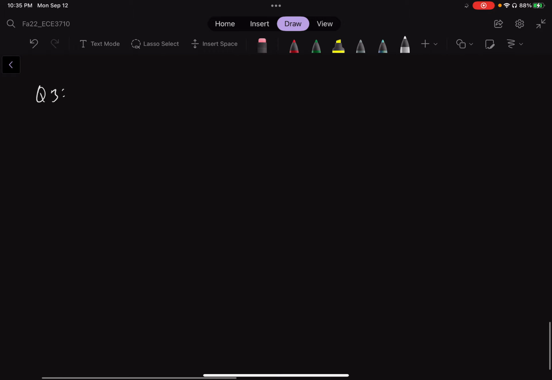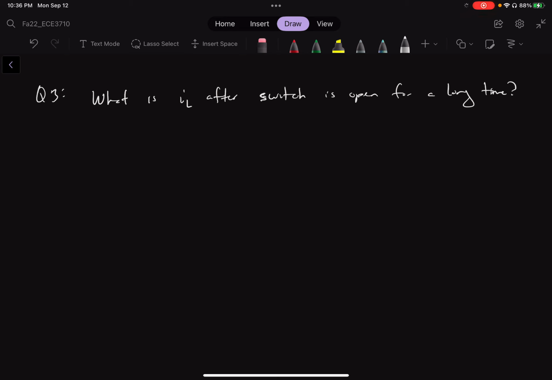Question 3. What is IL after the switch is open for a long time? Mathematically, we are solving for IL of t approaching infinity in DC steady state.